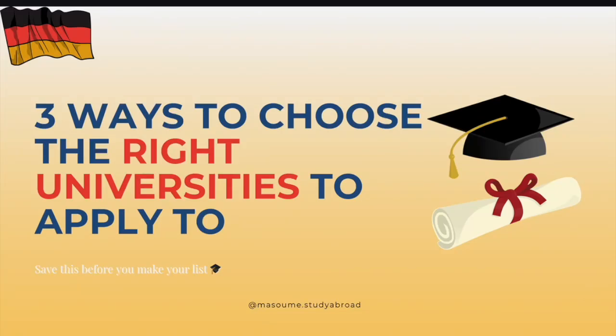Do you want to study abroad but feel lost when you try to choose universities? Maybe you have 20 tabs open and no idea which ones are actually right for you. In this video, I'll show you 3 simple ways to choose the right universities to apply to: academic fit, money and language fit, and life in the city.